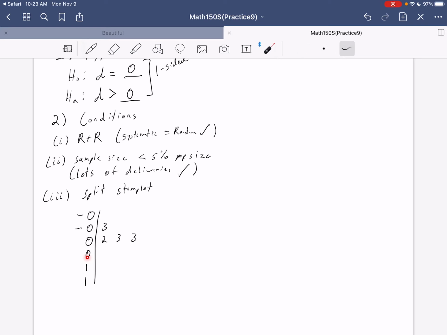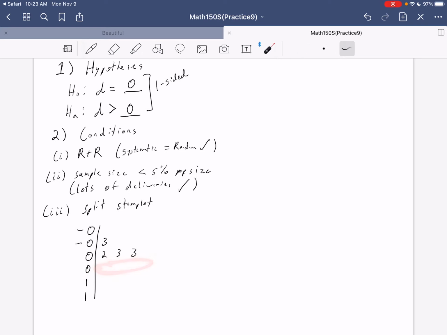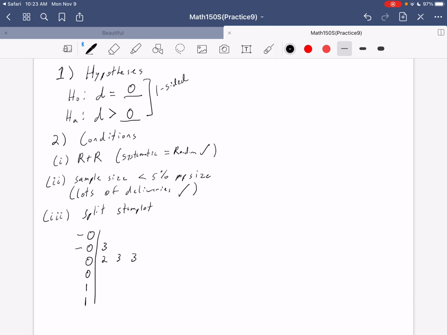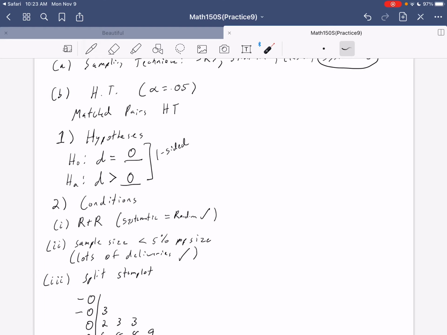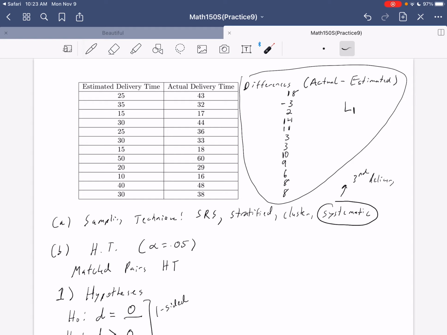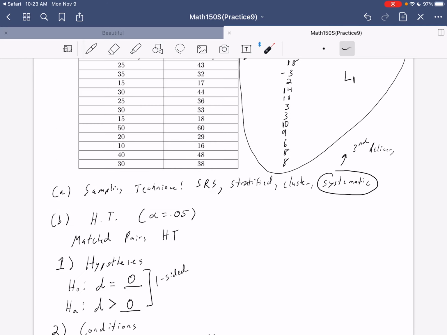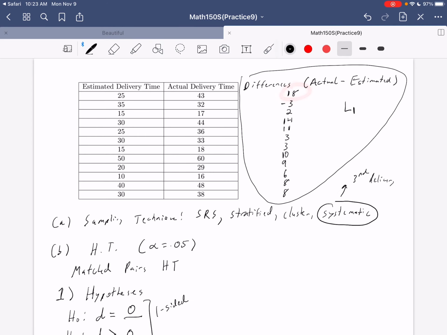Then this would be the 0 for leaves 5 through 9. So let's see there. So it looks like we have 6, 8, 8, and 9. Then this would be everything with a stem of 1 and leaves 0 through 4. So 0 through 4, looks like we'd have 0, 1, and 4. And finally, this one would be anything with a stem of 1 and leaves 5 through 9. So that would be the 18 right there.